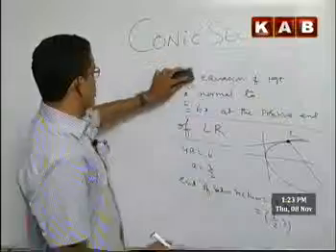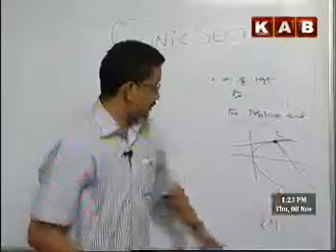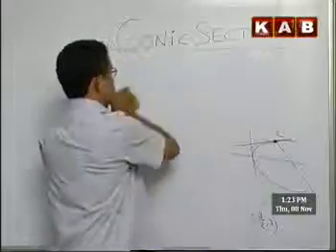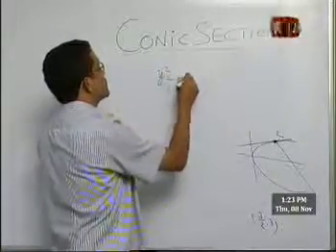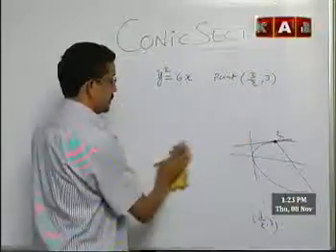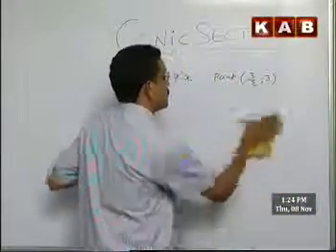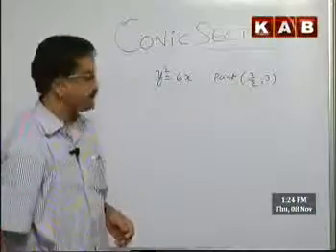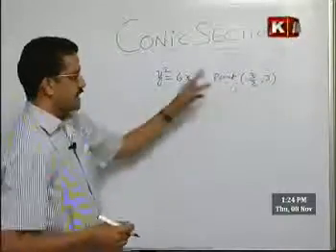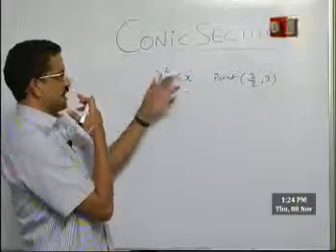And now look at this carefully, step by step. The point is 3 by 2 comma 3. The curve is y square is equal to 6x. Look at these three things. And the point is on the curve very well, because if you put 3 by 2, you are getting 9, 9. Right.